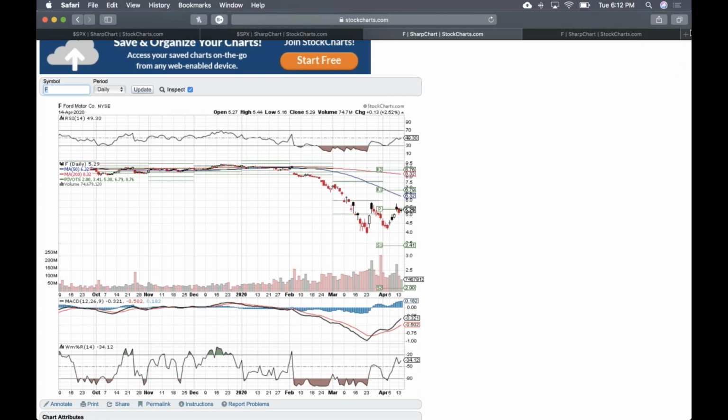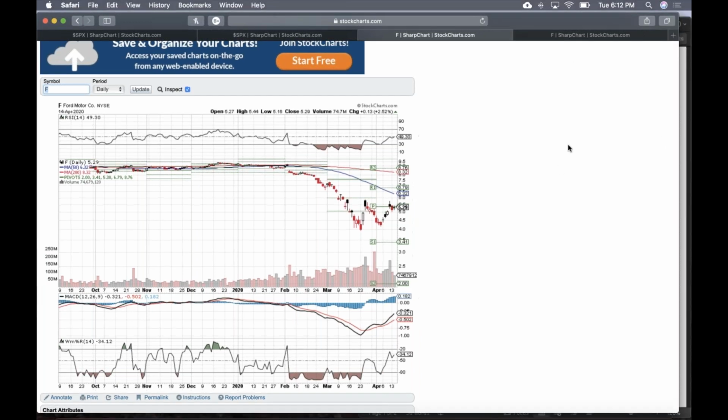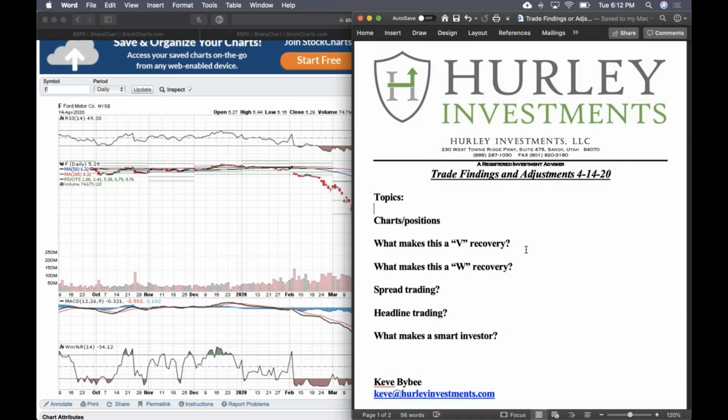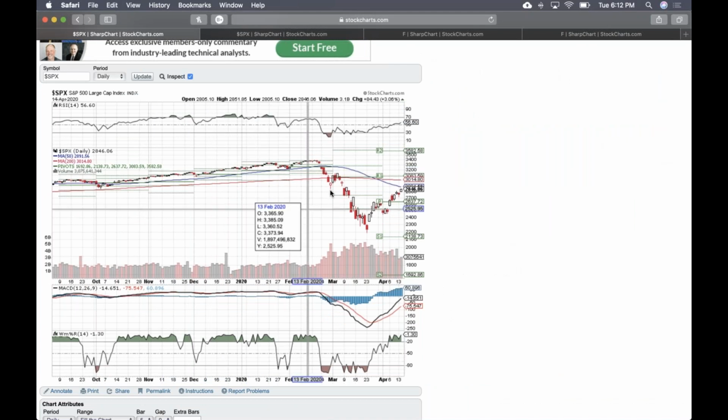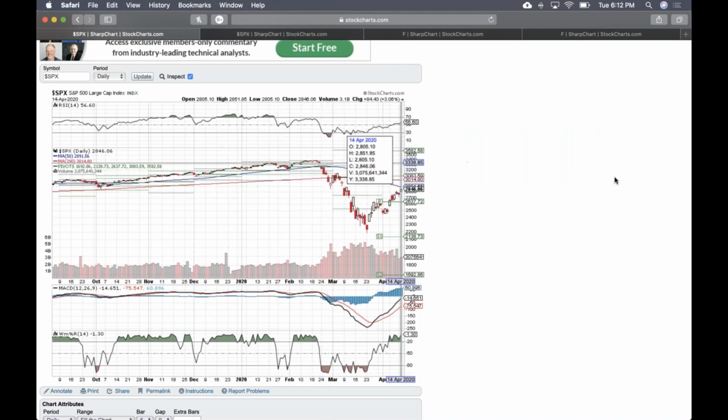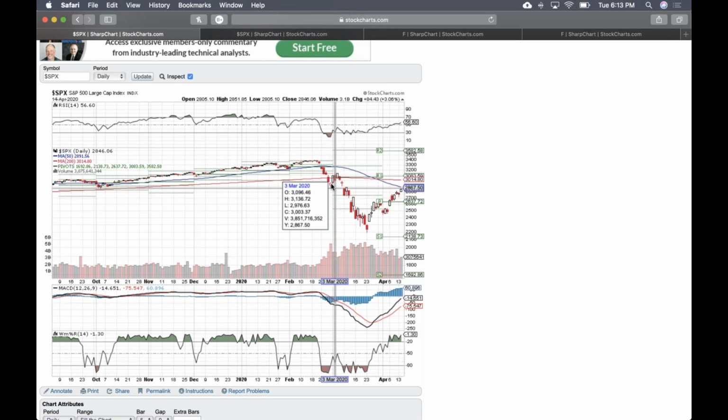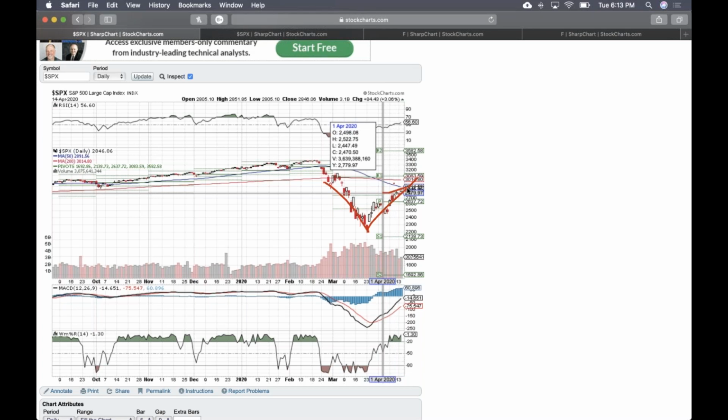All right. So those are a couple of notes. You heard Kevin talk yesterday about could it be a V recovery? Could it be a W recovery again? Right now, obviously, it's looking like that sort of shape. We need to continue to head up past this point, which is pretty important.